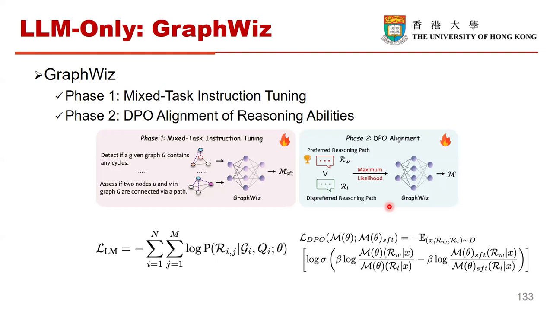The first stage of GraphWiz is mixed-task instruction tuning. They use a supervised tuning objective to instruction-tune the large language models with different tasks, that is, the nine graph tasks introduced before. And the second stage of GraphWiz is DPO alignment of the reasoning abilities. They want to align the preference of GraphWiz to better generate answers for the graph learning tasks using DPO losses.